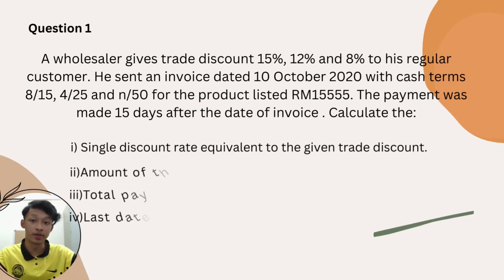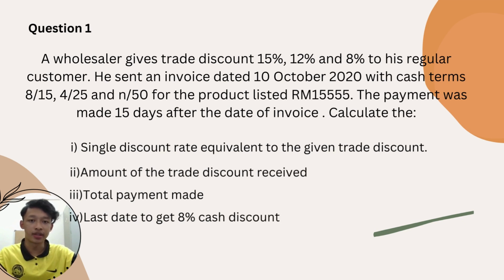Okay, we will discuss a question now. A wholesaler gives trade discounts of 50%, 12%, and 8% to his regular customer. He sent an invoice dated 10 October 2020 with cash terms 8/15, n/50 for the product listed at RM50,555. The payment was made 15 days after the date of invoice.